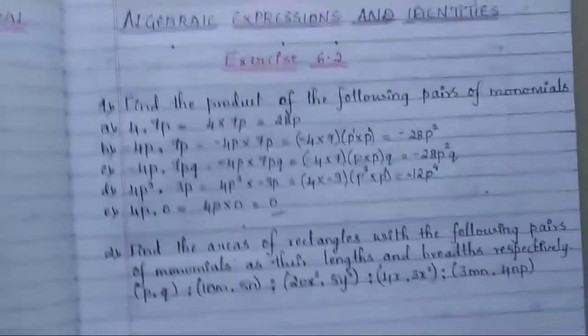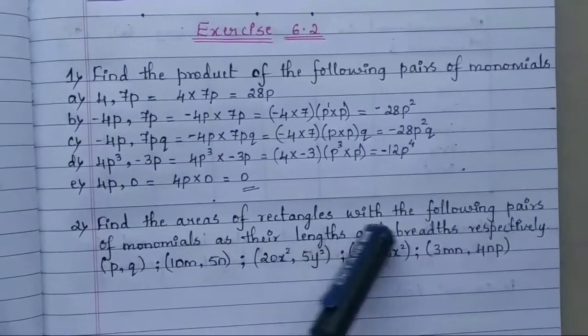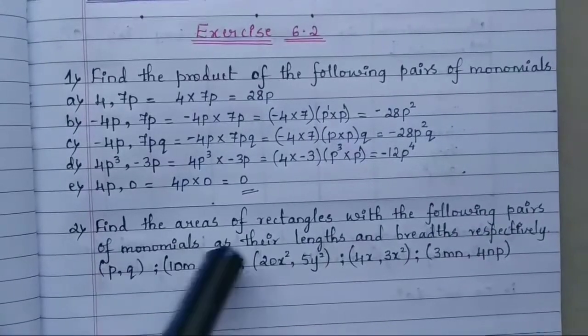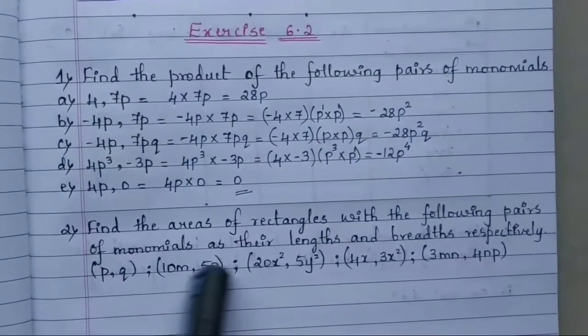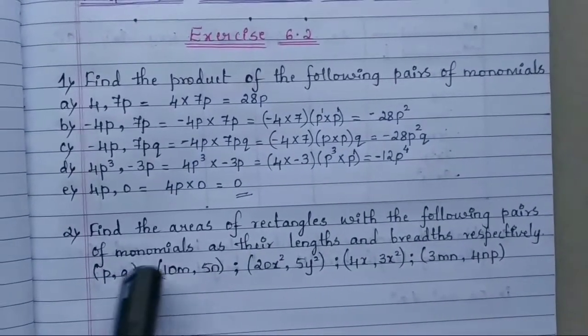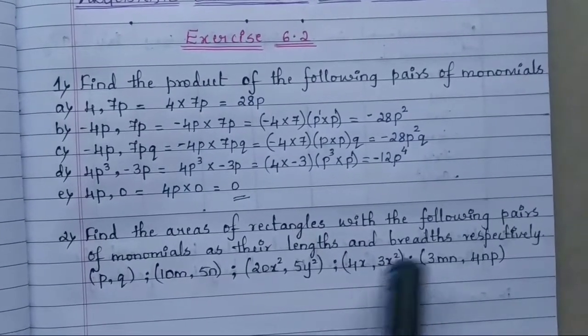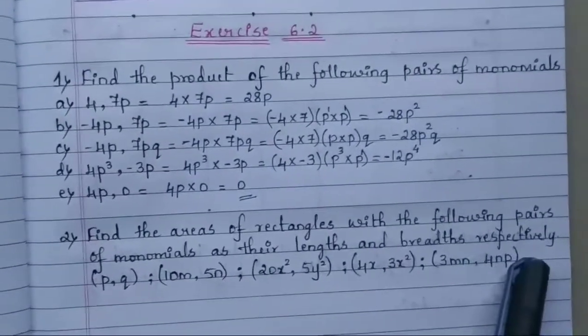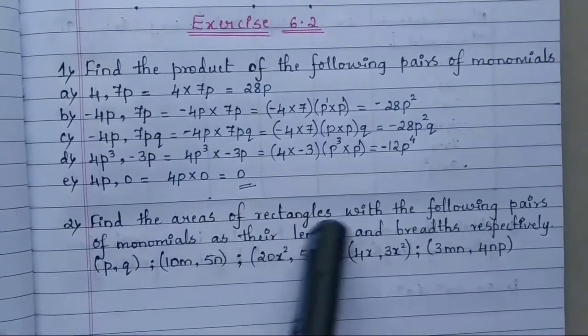Then you can see the second question here. Find the areas of rectangles with the following pairs of monomials as their length and breadth respectively. Here they have given many questions, and we have to think of these as length and breadth, again length and breadth, similarly here also. What we have to find here is the area of the rectangle.